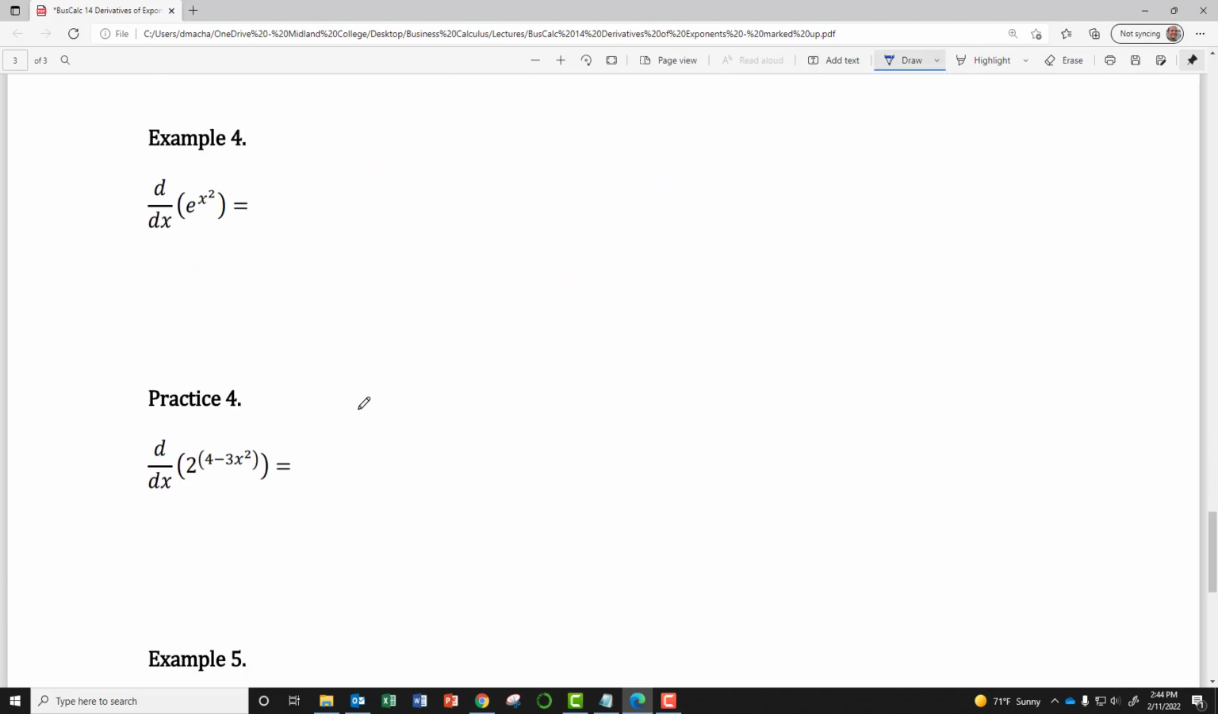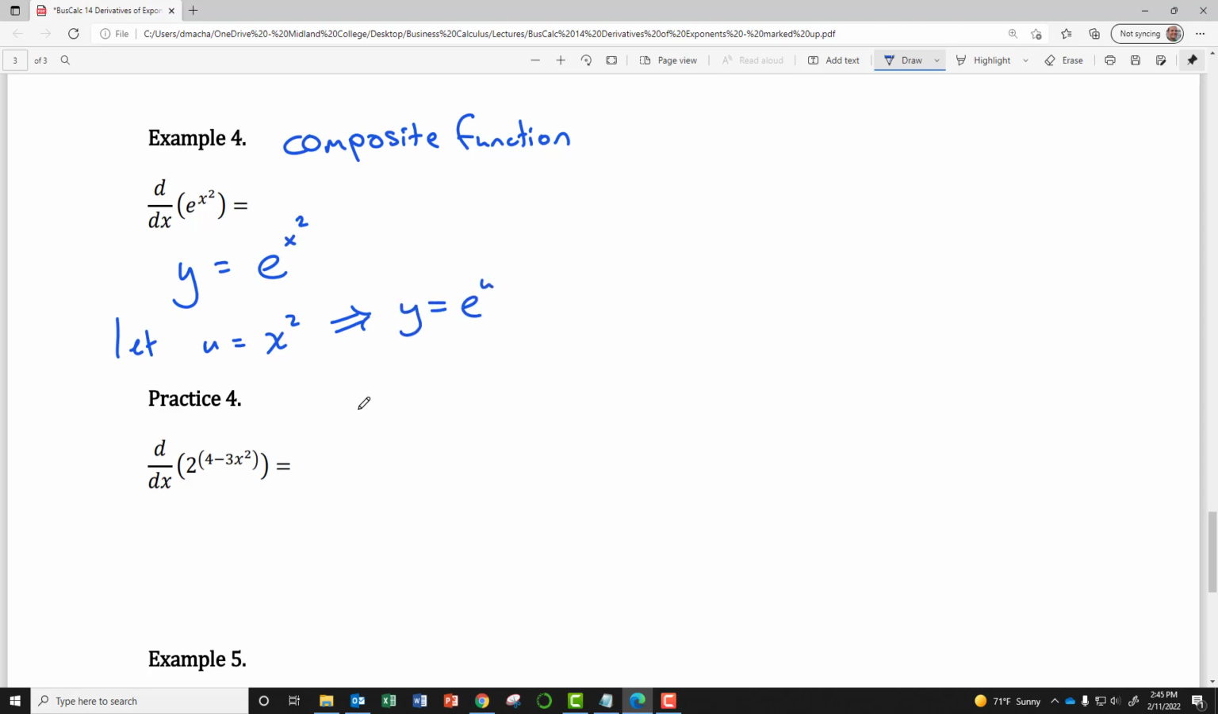Example 4 says we're taking the derivative of e to the power x squared. So this is actually a composite function, right? On our composite function, we might write something like y. Let me write the word composite function. y is equal to e to the power x squared. And if I let u be defined, lowercase u, as x squared, then this leads me to a simpler expression. This is y equals e to the power u.